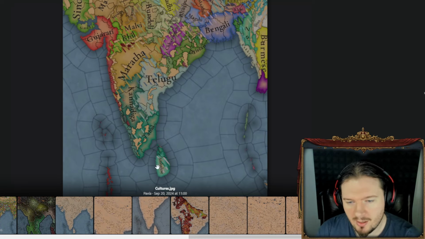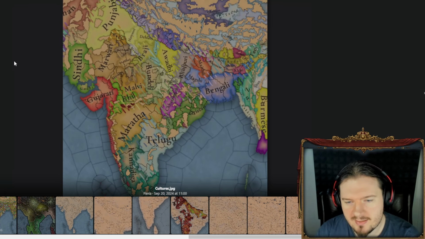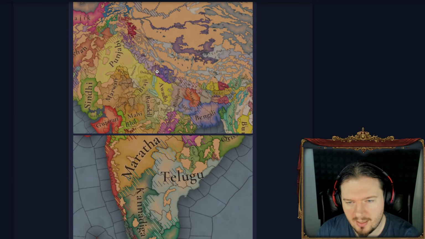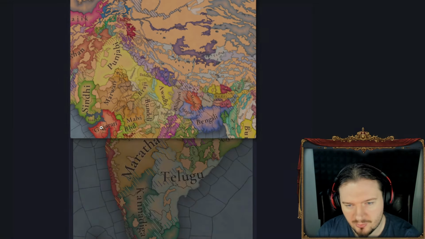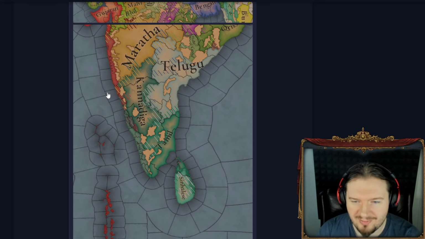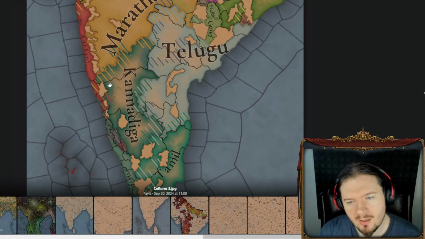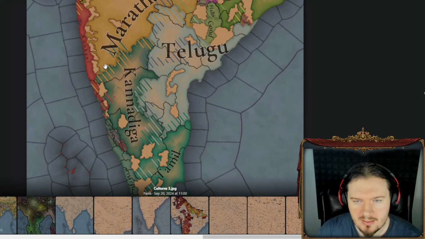Tamil down here is a culture that we'll all know well enough. But yes, that's looking really, really cool. More detailed cultural maps again. Moving through these. I think it looks really, really good. I'm just a big fan of having these, like, this is what I expected basically everywhere, right? The Kannadiga culture and the Maratha culture, they have a very definite border, right? But the Marathas are spreading into the Kannadigas, and the Kannadigas are spreading into the Marathas.